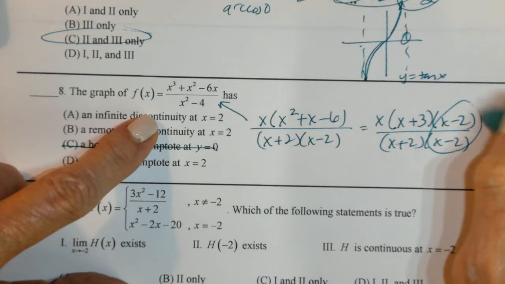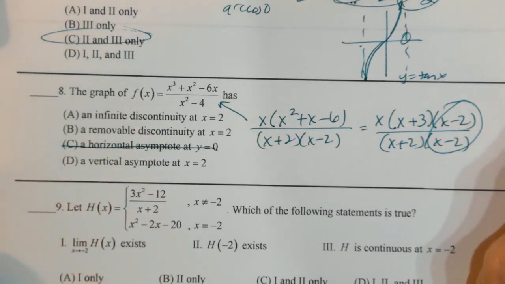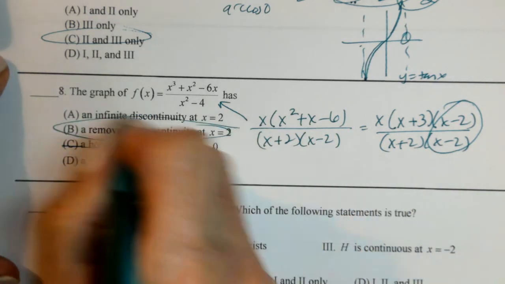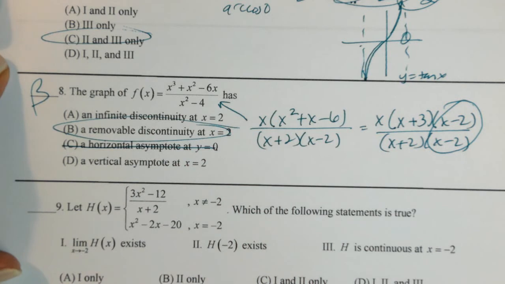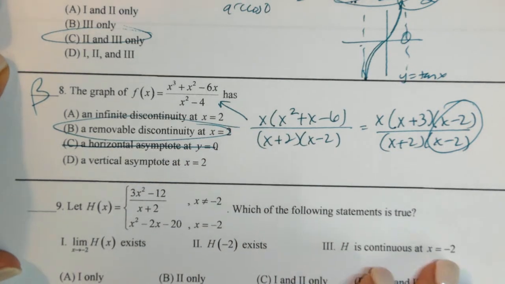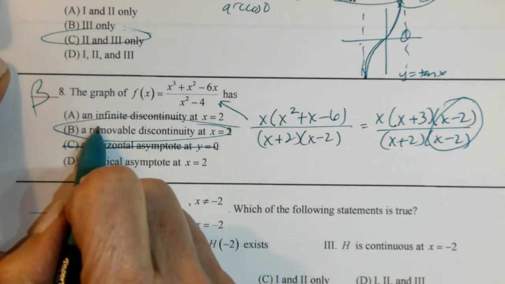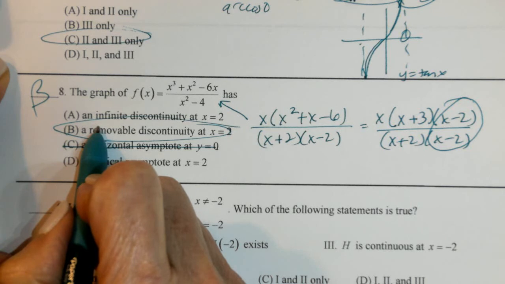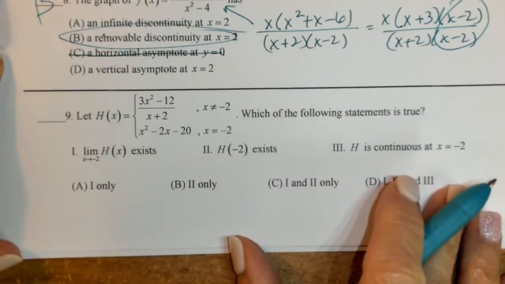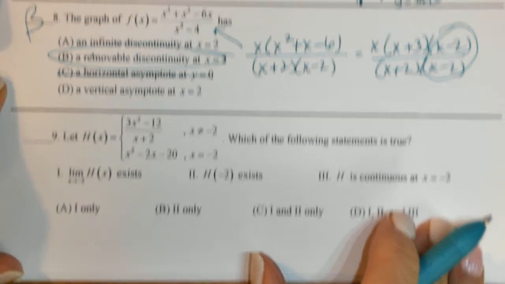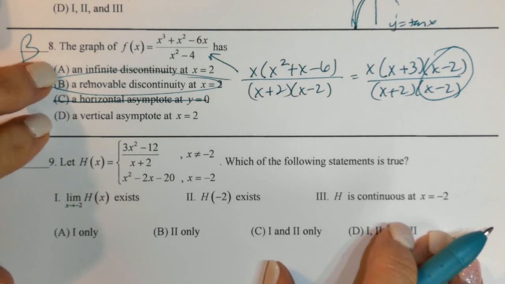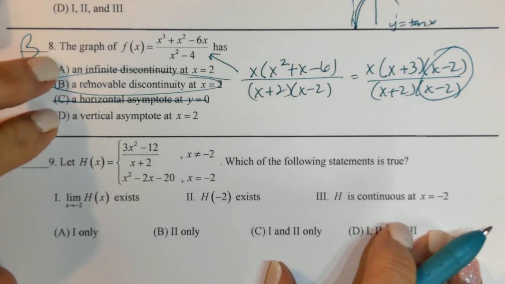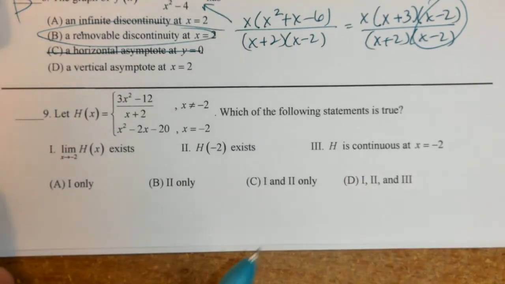And I see that we have a hole at x is equal to 2. That is a removable discontinuity. An infinite discontinuity is an x value that makes a vertical asymptote. That's an infinite discontinuity. Okay, FYI. All right, so essentially A and D would be similar to each other. Okay. All right, number 9.